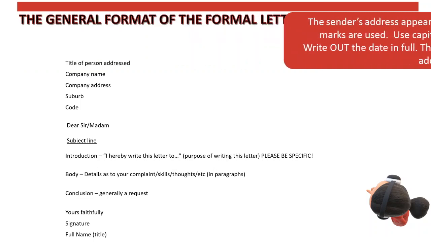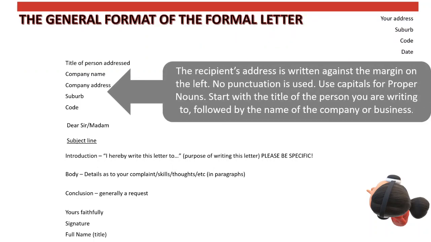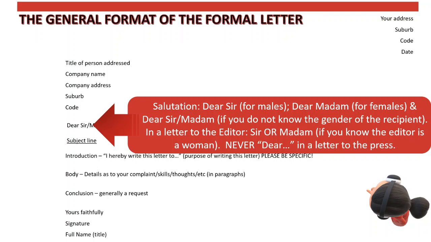The recipient's address is written against the margin on the left. Here, we also do not use any punctuation. You always start with the title of the person you are writing to, followed by the name of the company or business. Leave a line open after the second address, and then you write the salutation. The salutation is the greeting.